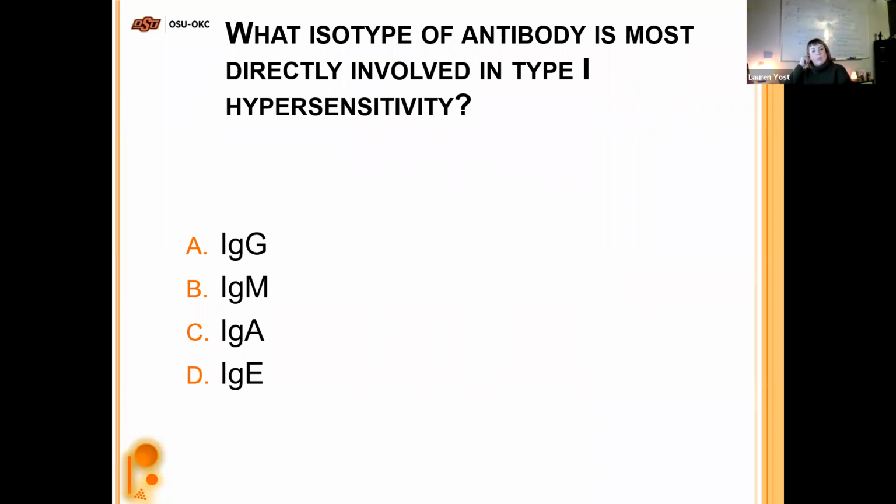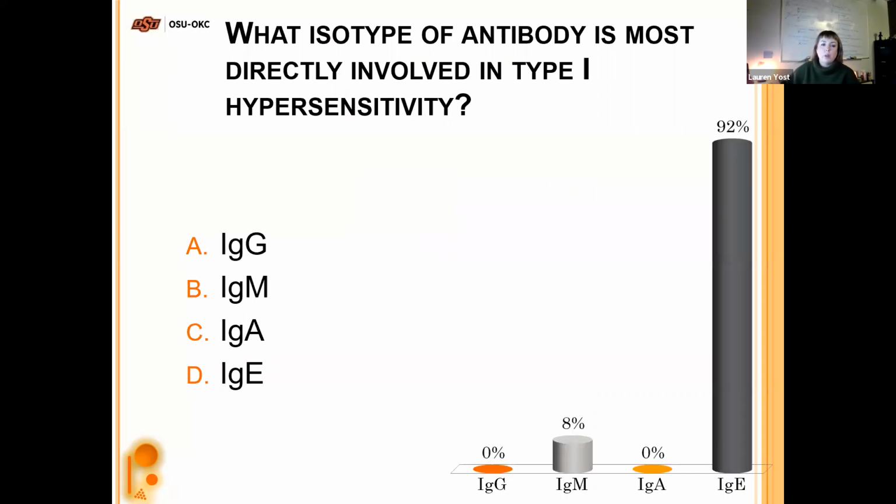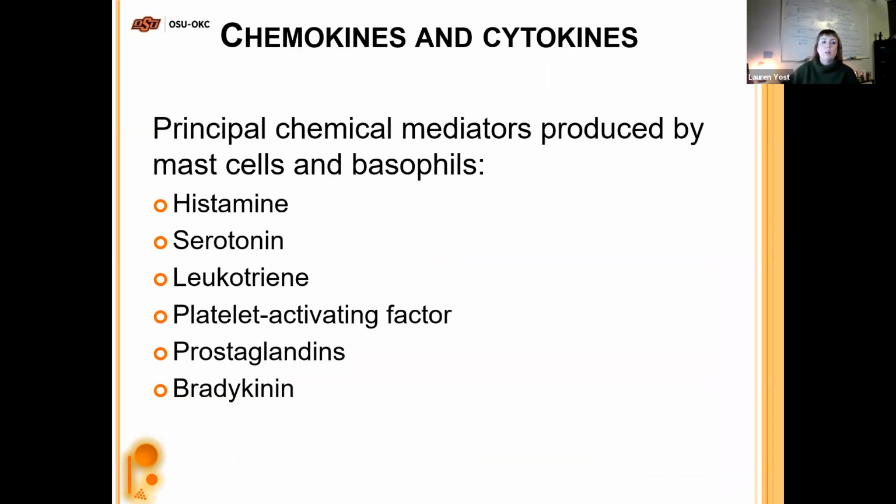So what isotype of antibody would be most directly involved in type 1 hypersensitivity? This allergy stuff is a type 1, so that's going to be IgE, which I hope you guys were just paying attention to.